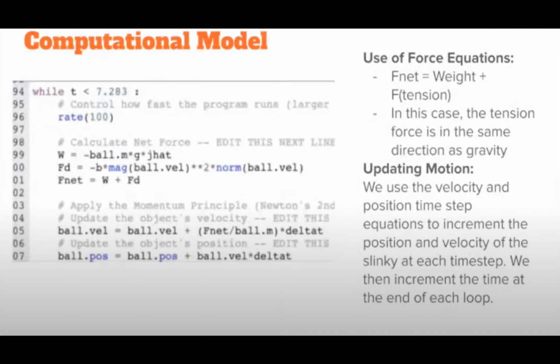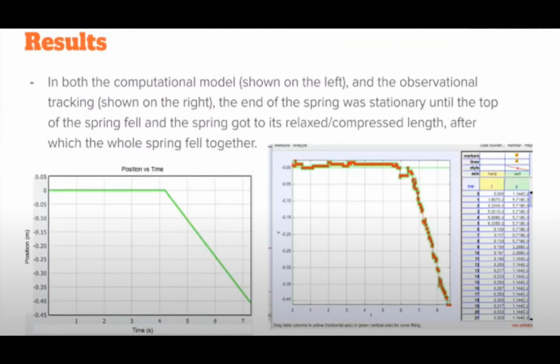Also, updating motion. We use the velocity and position time step equation to increment the position and velocity of the slinky at each time step. We then increment the time at the end of each loop.